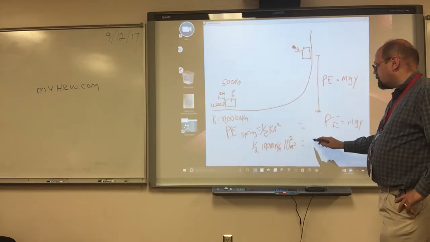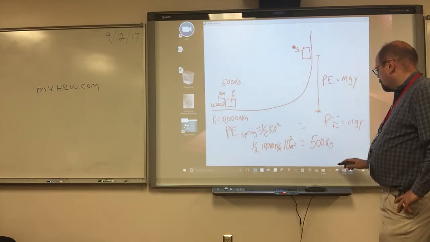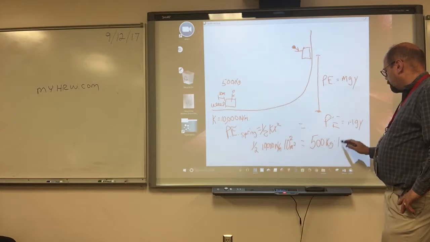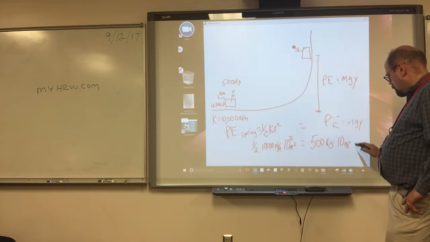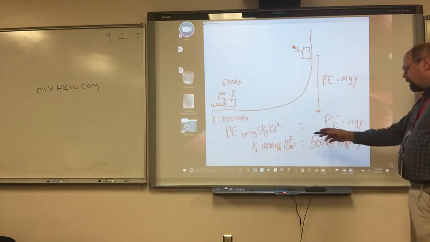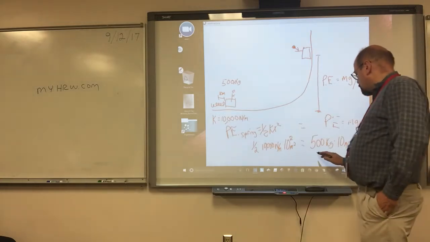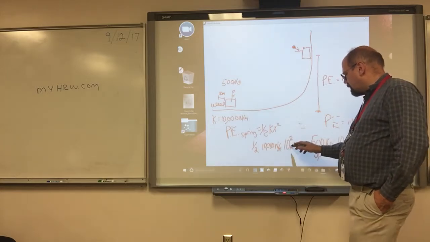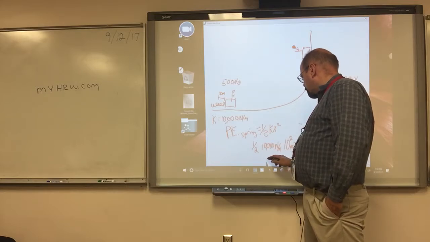We still have the mass, which is 500. Me and 5 of my good friends. It's gravity. Let's just keep it simple. 10 meters per second squared times the height, which is what we're looking for. That's the only thing we have to find in this, the y. Now, when I multiply these out, this is going to become 5,000. Multiply this out, that's 100 times 10,000. That's going to be 1 million. Half of 1 million is 500,000.